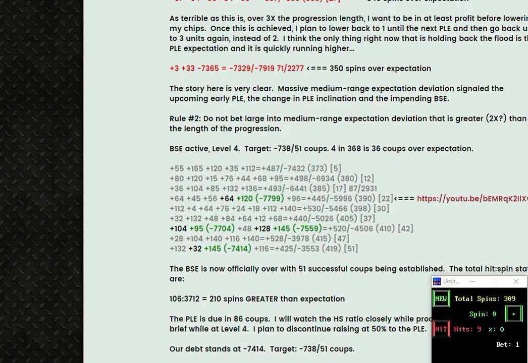Here, I can show you. What this is, the HS ratio right here, hits to spins. So what do we do? We take 71 times 37. That's expectation for 71 hits. We get 2627. Well, we don't have 2627, we have 2277. So then we take that and subtract 2277 minus. Now we're at 350.